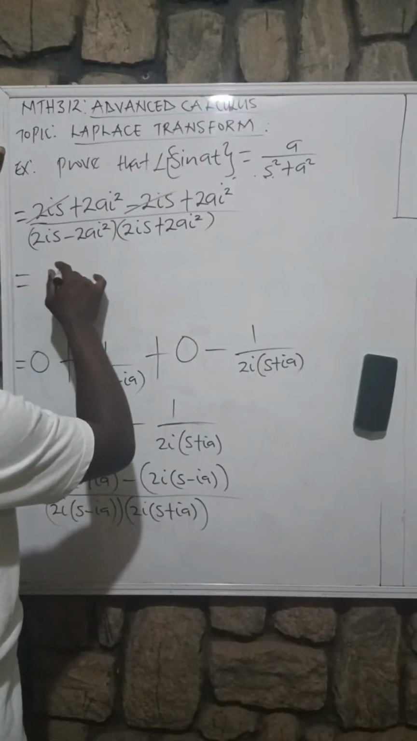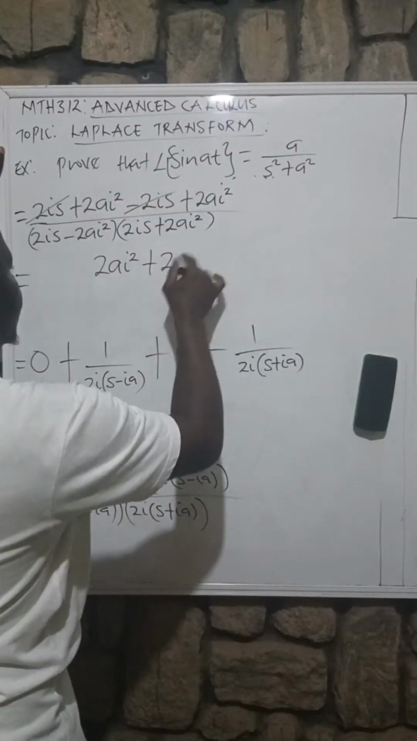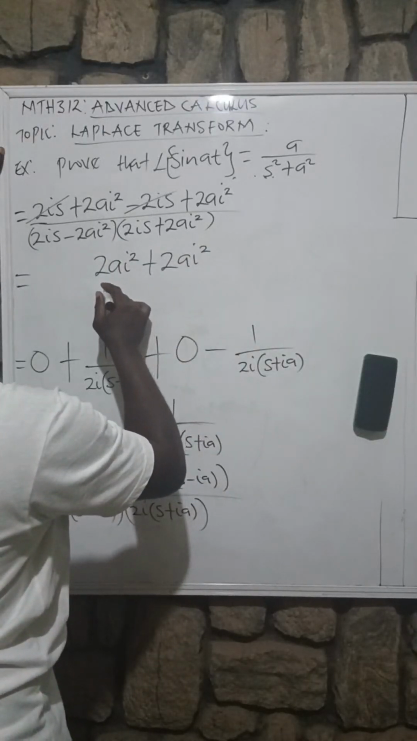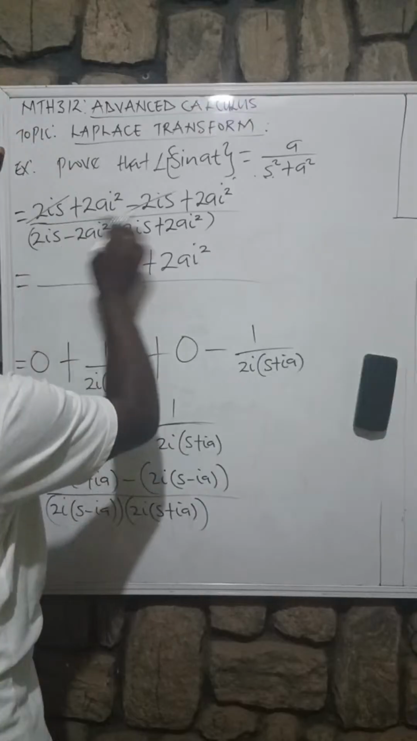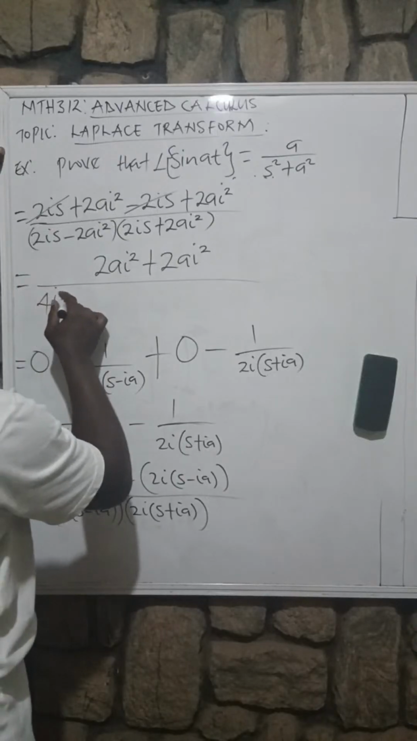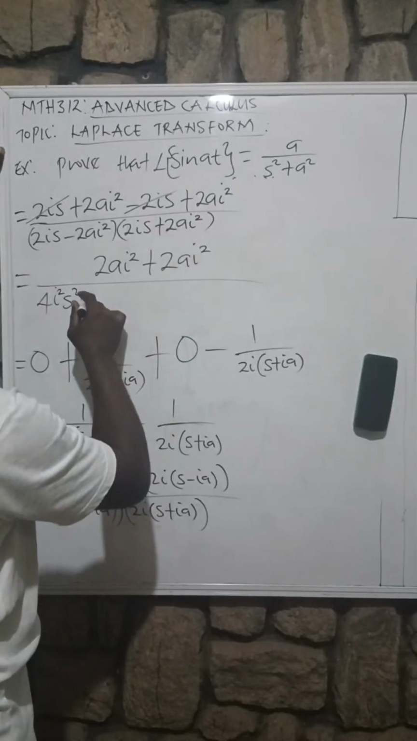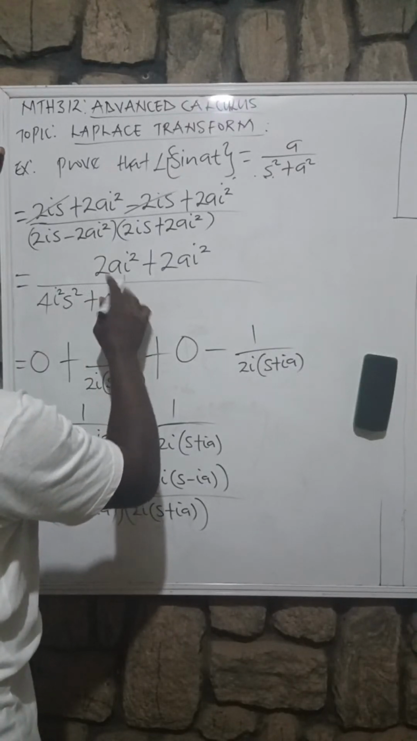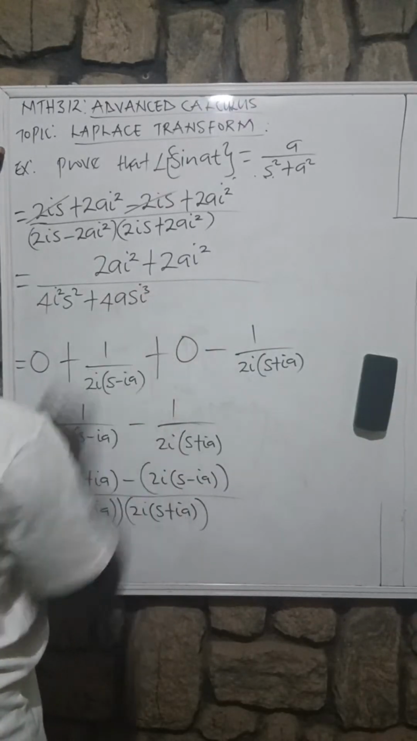Then we are going to have 2ai squared plus 2ai squared, right? Then this is all over, open this bracket, this times this, going to have 4i squared s squared, this times this, half plus 4, okay, 4a s i cubed, two of us.